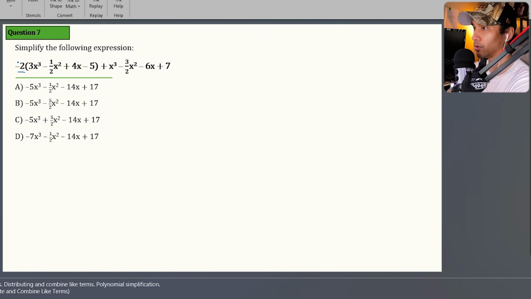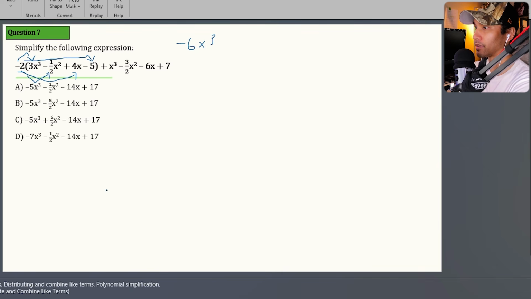So -2, I'm going to distribute this to the 3x cubed. That -2, I'm going to distribute to the -1/2 x squared. -2, I'm going to distribute to the 4x. And -2, I'm going to distribute to the -5. So I'm going to do that operation on the side here. I'm going to start with -2 times 3x cubed. That equals -6x cubed. And then -2 times -1/2 x squared.